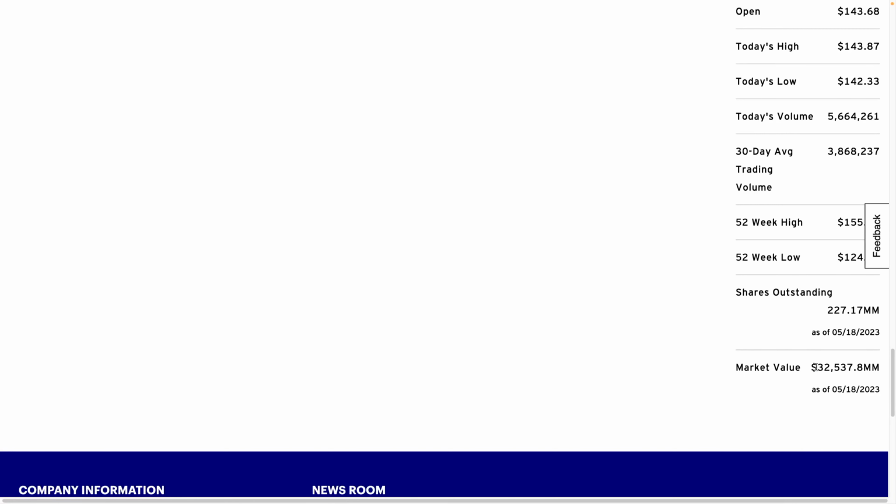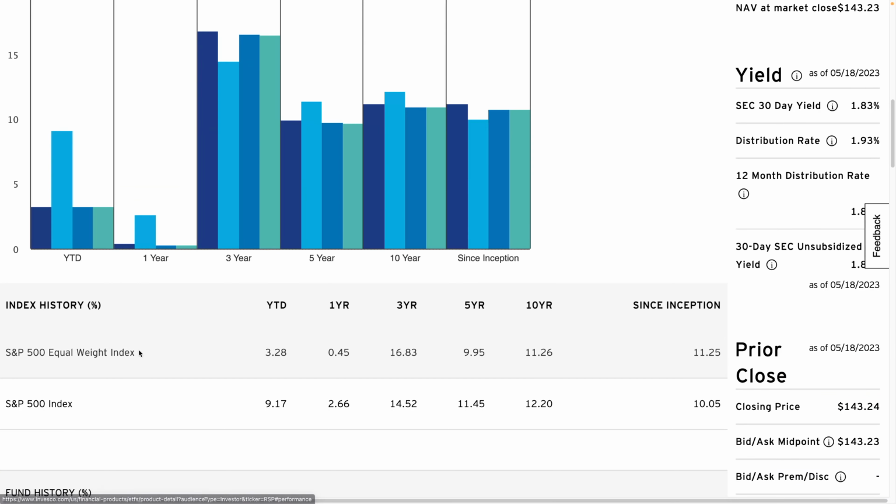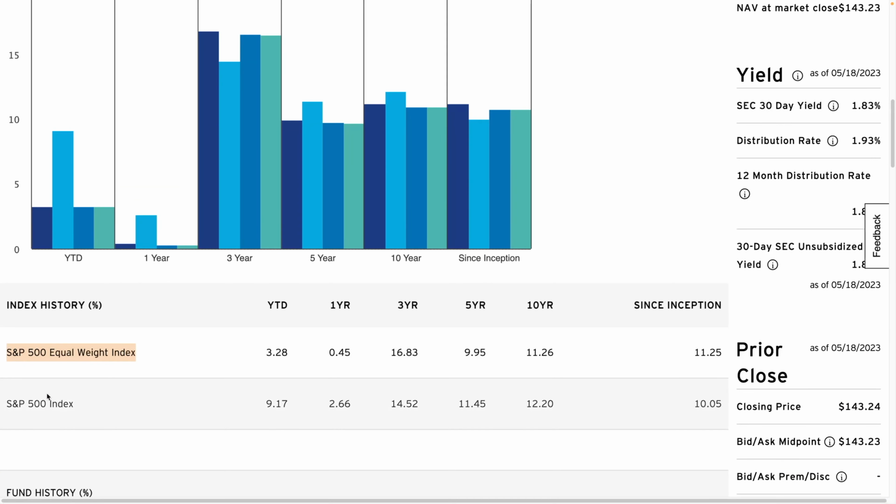This one has a market cap of $33 billion, so it's pretty good size. Here you can see the performance between the S&P 500 Equal Weight Index and the regular index. It's kind of a toss-up. Over time, the S&P 500 index seems to win. If you look at the 5-year and the 10-year, 11.45 versus 9.95. But there have been years where it's done better. It's done better for the 3-year, 16.8% versus 14% for the S&P 500 fund.